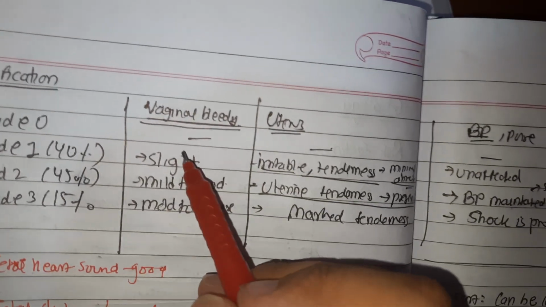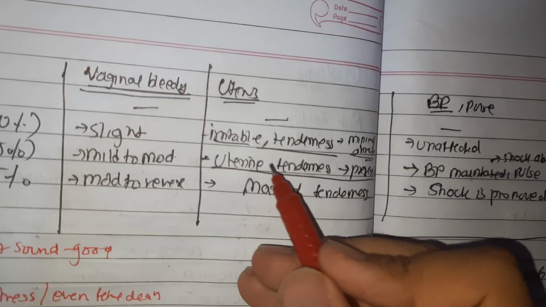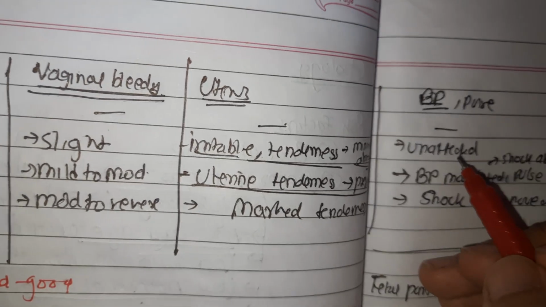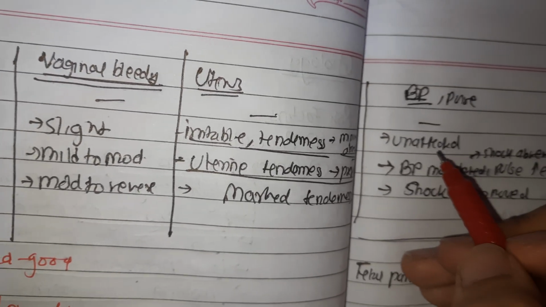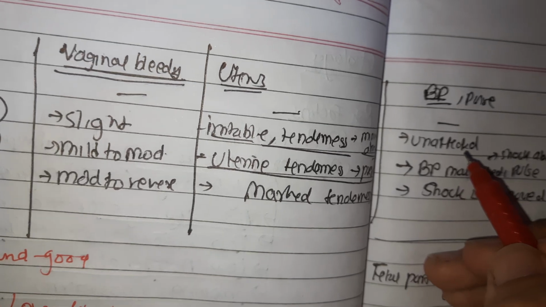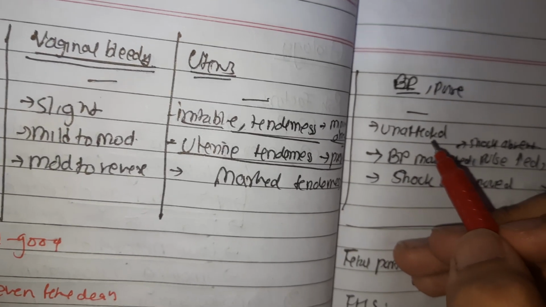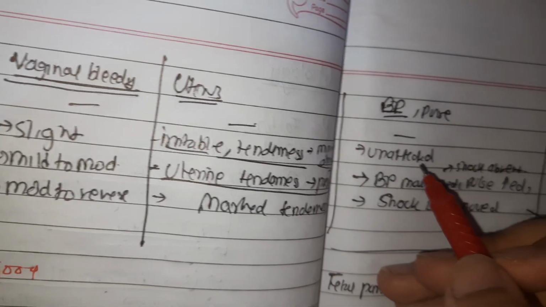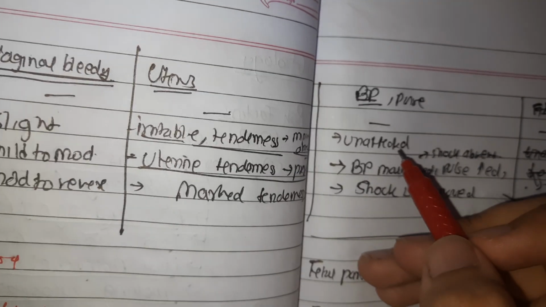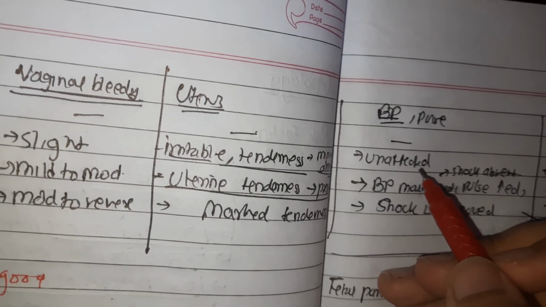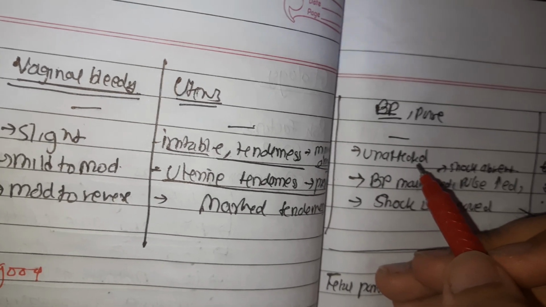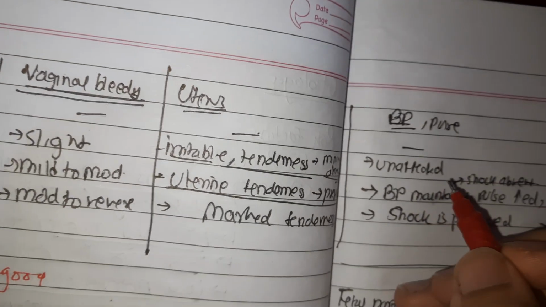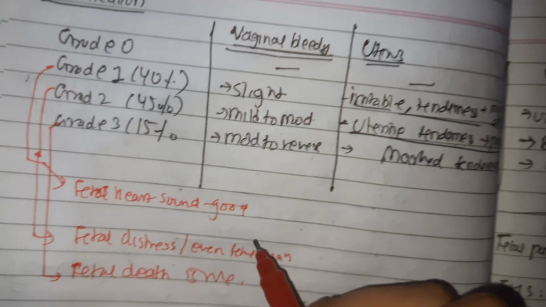The vaginal bleeding is slight. The uterus is irritable, and tenderness may be minimal or absent. Tenderness is usually absent, and the maternal blood pressure and fibrinogen level are unaffected. Usually, fibrinogen decreases in abruptio placenta due to excess consumption, as there is massive hemorrhage, and due to excess consumption of fibrinogen there is hypofibrinogenemia. But in grade 1 the fibrinogen level is not affected, and fetal ultrasound is good.